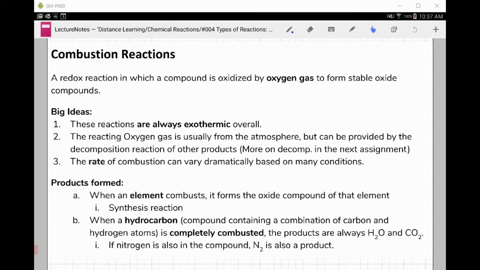Now, when a hydrocarbon combusts, the product is always going to be CO2 and H2O because that's the most stable bonds that can be formed between oxygen and hydrogen and carbon and oxygen. So when given this scenario and those atoms recombine, those are always the combinations that they go into. If nitrogen is in the compound, it forms N2, right, nitrogen gas, because that is its most stable compound.